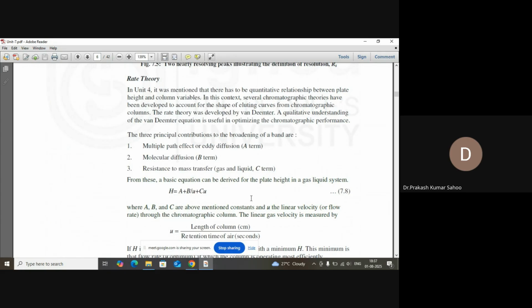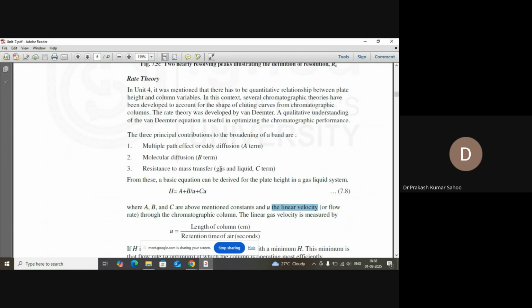The three principal contributions to the broadening of the band are multiple path effect, or eddy diffusion, which is denoted as the A term, molecular diffusion, that is the B term, and resistance to mass transfer, which is termed the C term. So the height of the plate is equal to A plus B by u plus C times u, where u is the linear velocity.